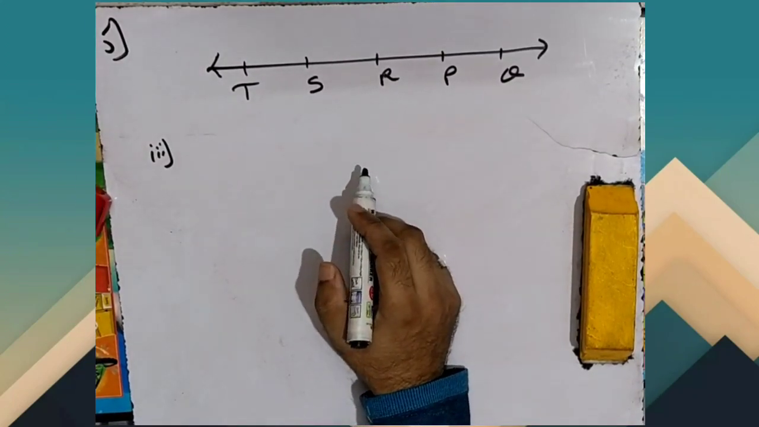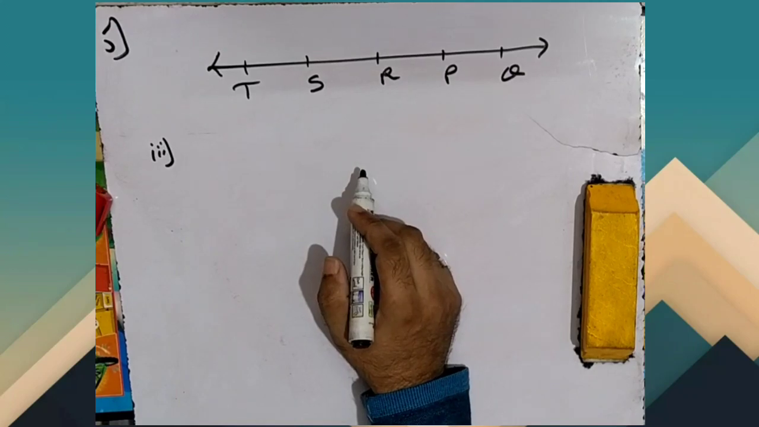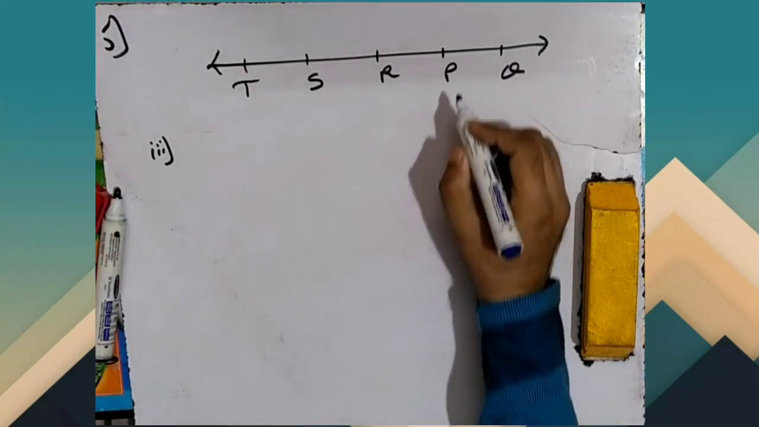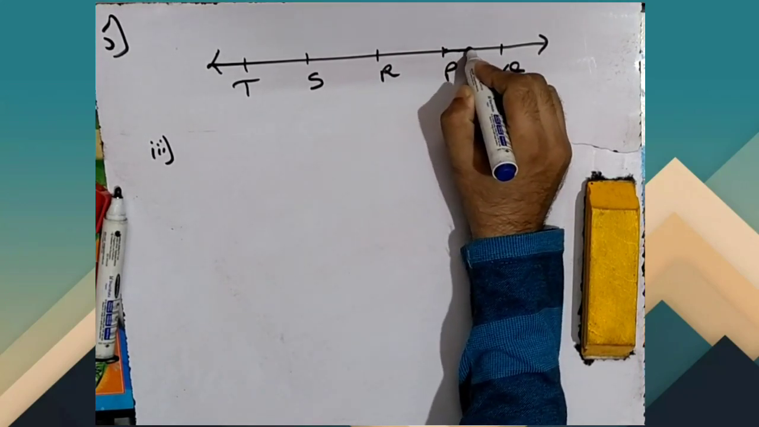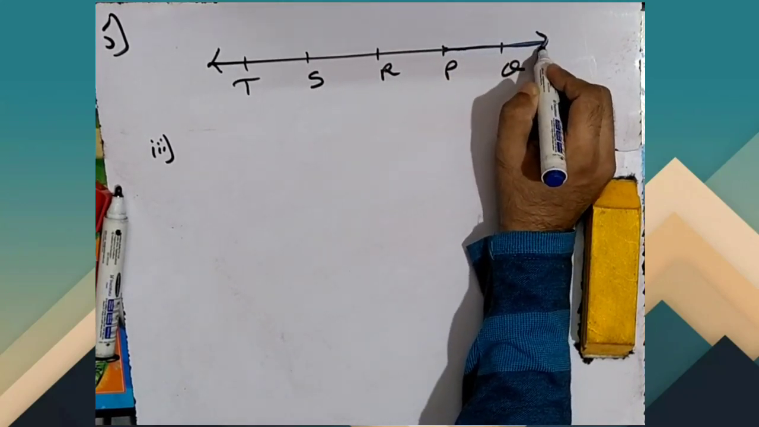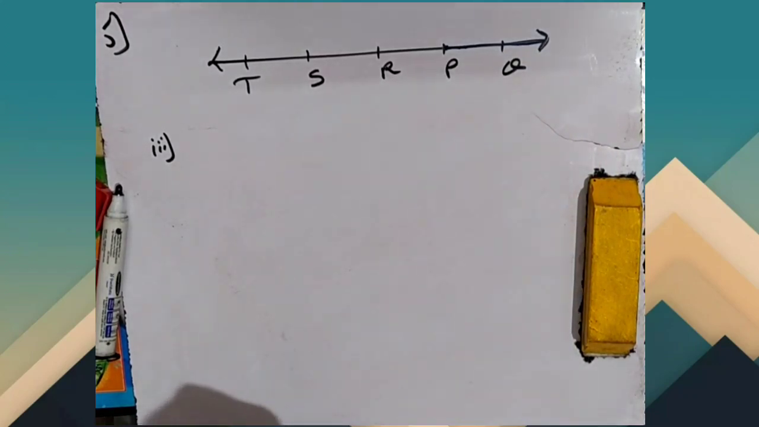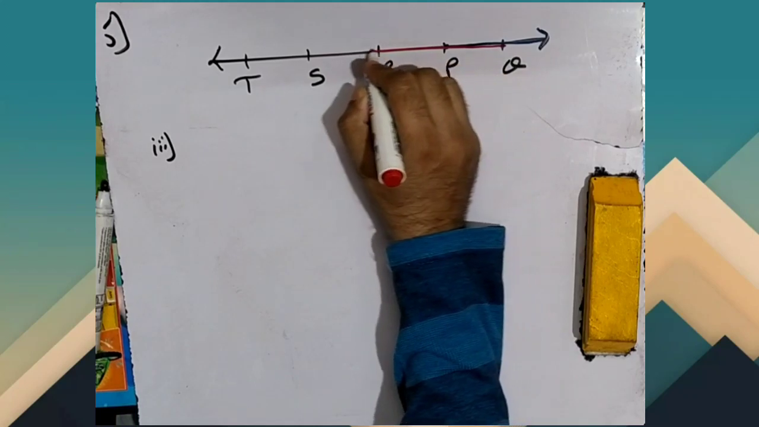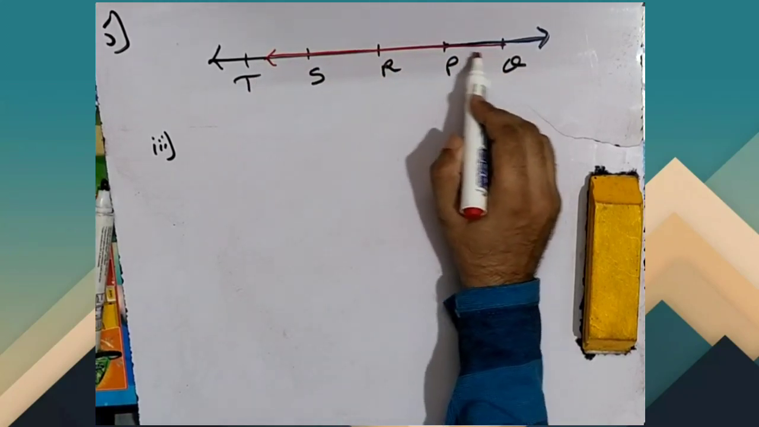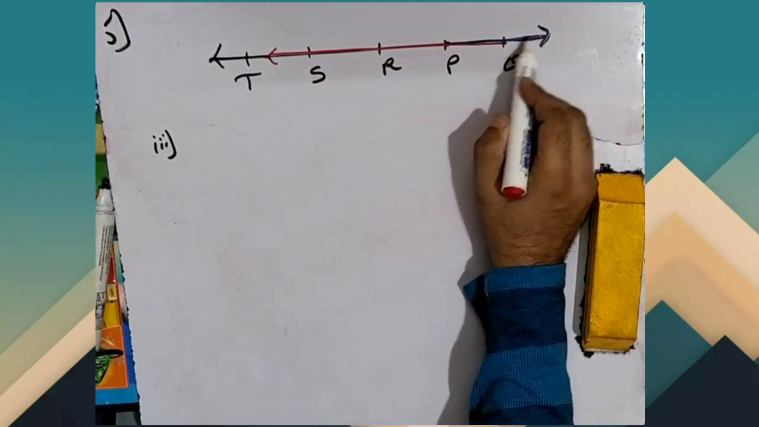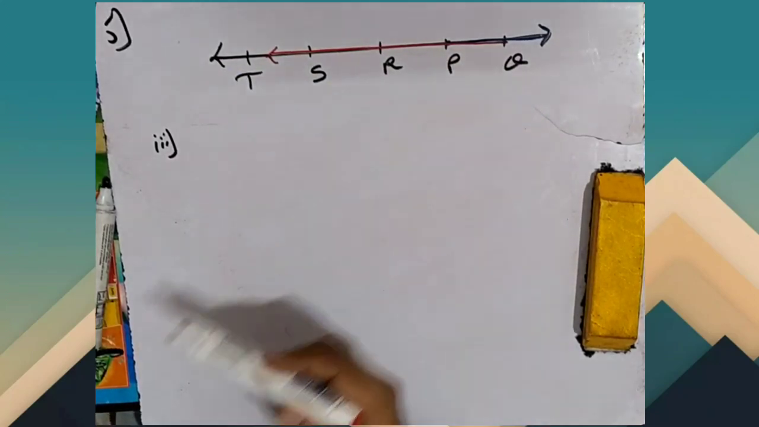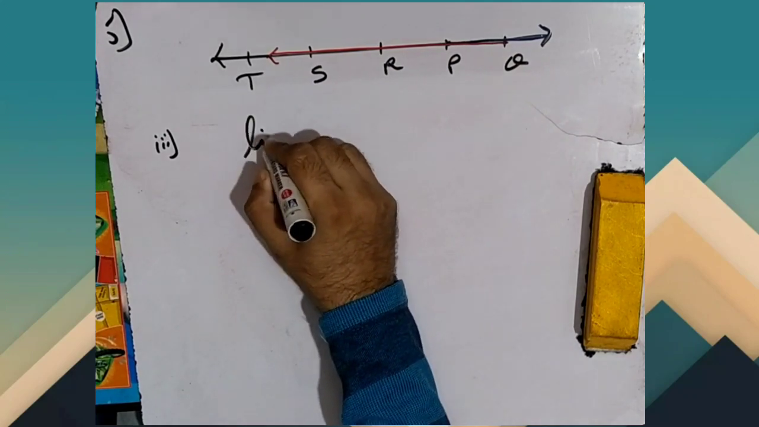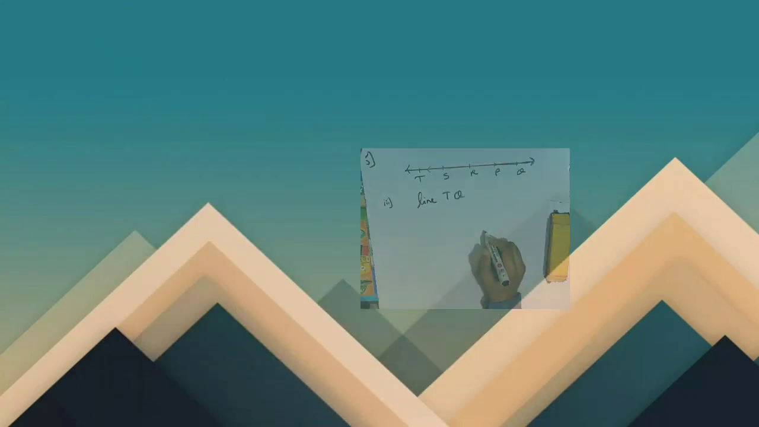In the third one, they are asking us to write down the union set of ray PQ and ray QR. Ray PQ will start from P, goes towards point Q. Ray QR starts from point Q and goes towards R. So the union of ray PQ and ray QR becomes a line, becomes the entire line PR.